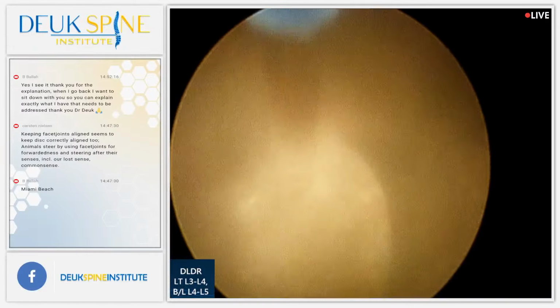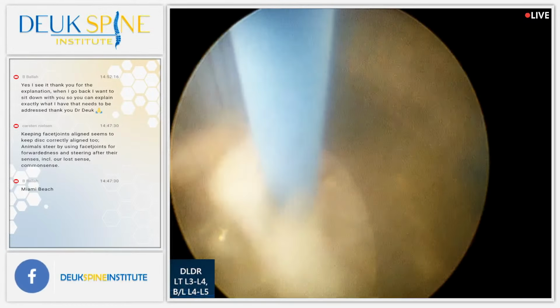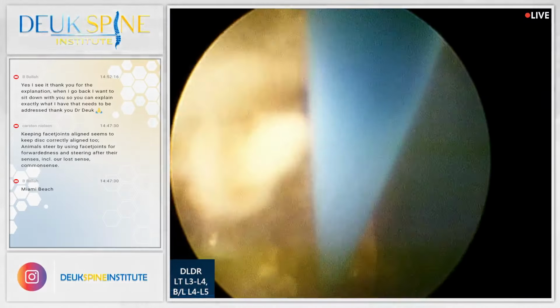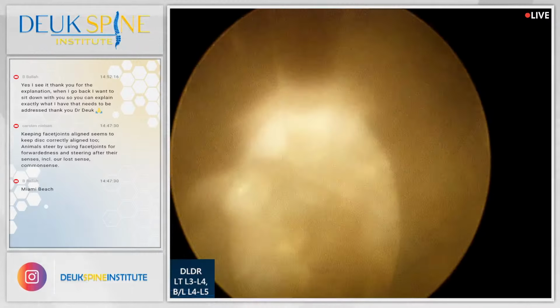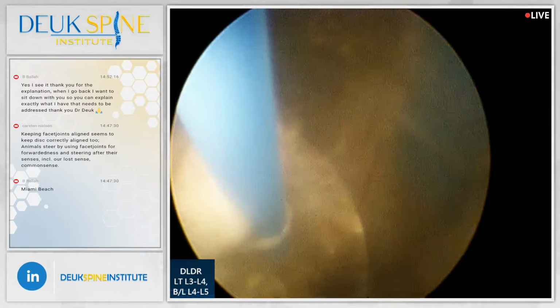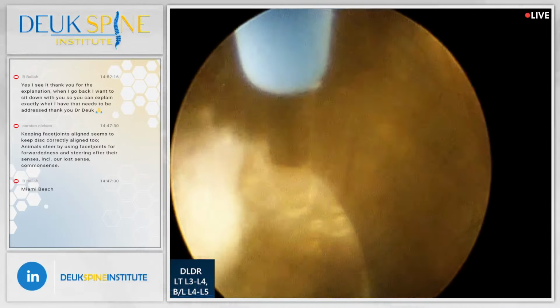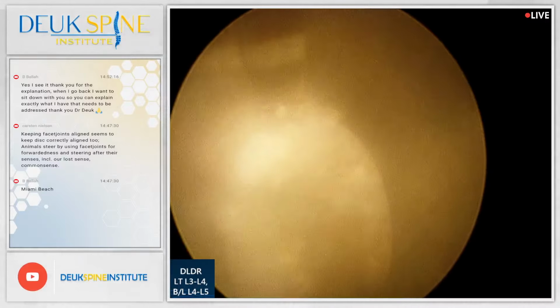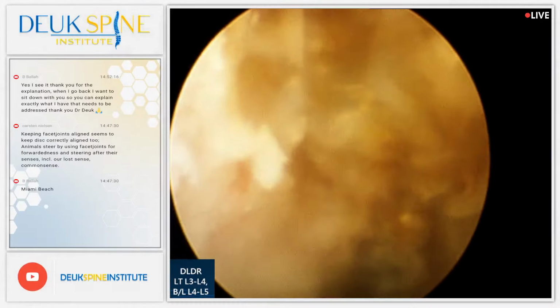Is it Karsten or Carson? Karsten with a T. Good observation, Karsten. I like your thinking. I like how you see things. You are correct. Facet joints are important for alignment. You're right. They set the alignment of the spine. When they're damaged and out of alignment, your spine gets out of alignment.